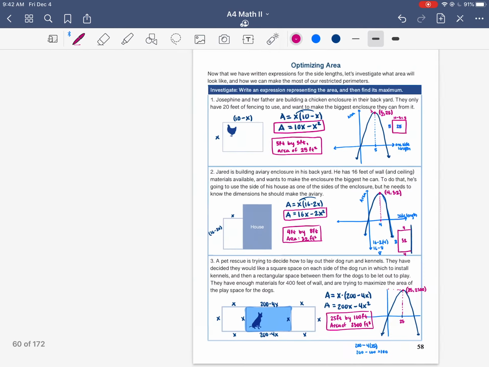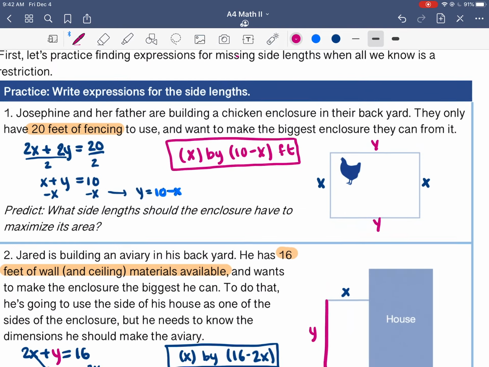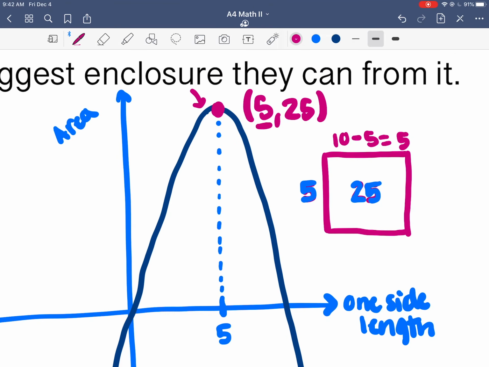Just a quick review, the first part we did is to make expressions for the side lengths. Labeling one side x is the first step, and figuring out an expression for the other sides using x. If you want to use algebra, you can use algebra. If you want to think about it, you can think about it. And then you get an expression for the area by multiplying the two side length expressions, which gives us a quadratic, which we can then graph and find the vertex, or the maximum, which yields the optimal side length of the enclosure or the shape or whatnot.